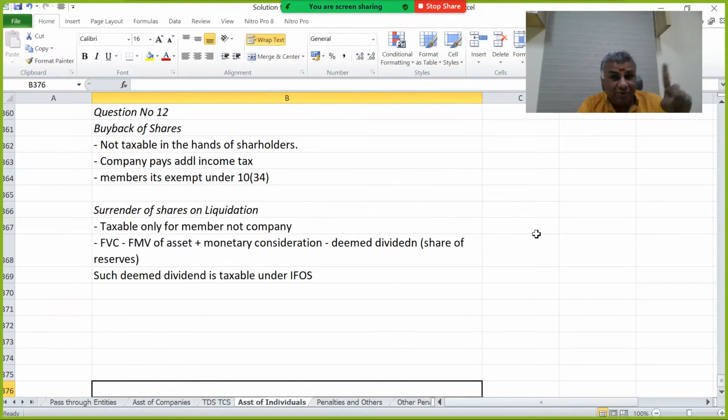So buyback of shares: company pays, shareholder is exempt. Liquidation: company is exempt, shareholder becomes taxable. I believe that apart from this, they will not question you anything on assessment of individual. It is very rare, they might pull it out with some adjustments. Apart from this, the rarest case will be testing of assessment of individuals.